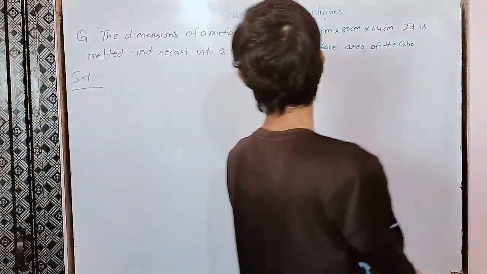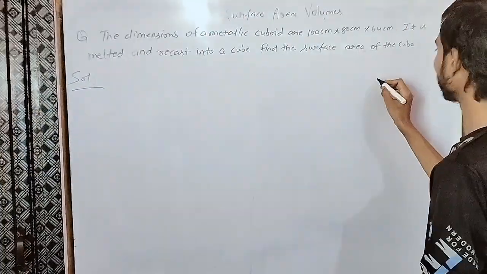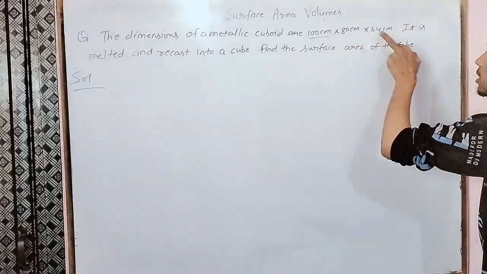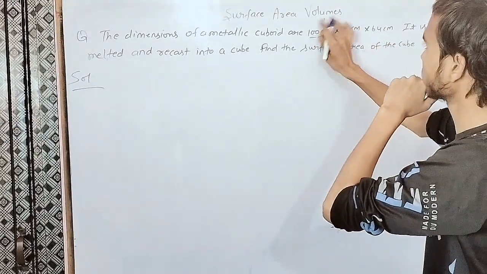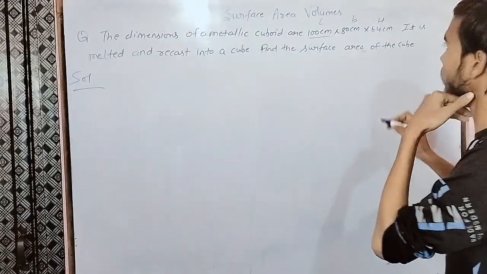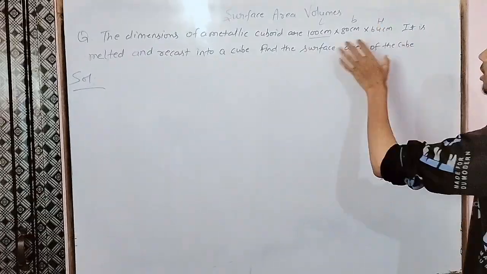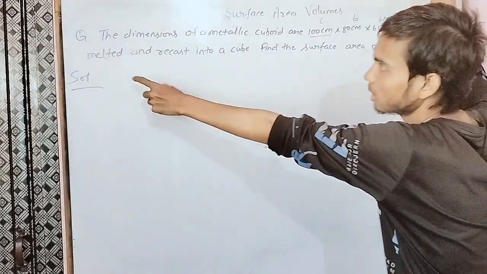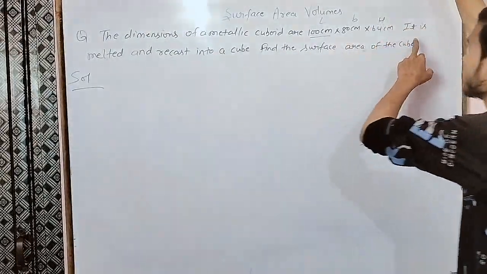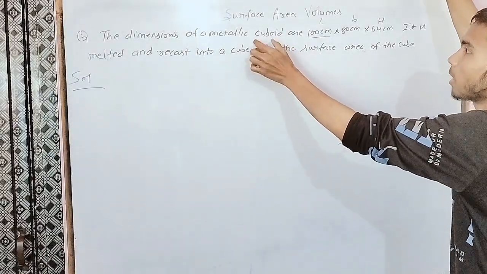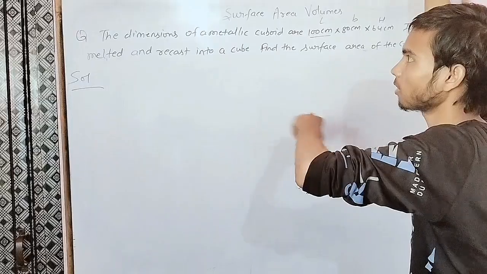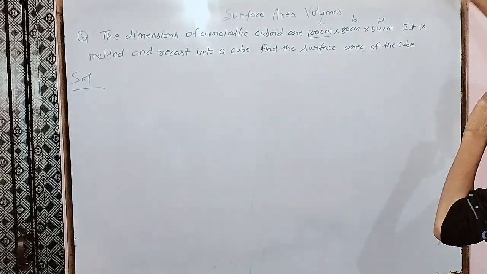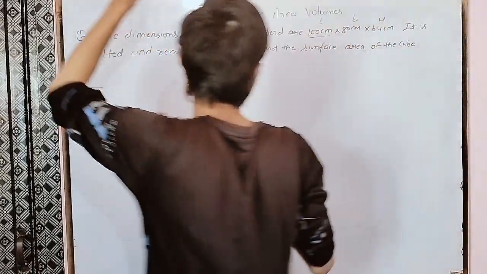The dimensions of a metallic keyboard. We have a keyboard in which L is this, B is this, and H is this. So these are three dimensions. These are the dimensions of a metallic keyboard. It is melted and recast into a cube. This keyboard by melting is converted into a cube. So of course the volume would be the same.